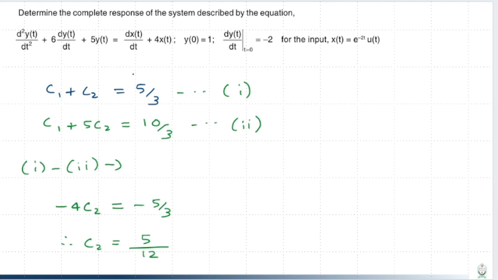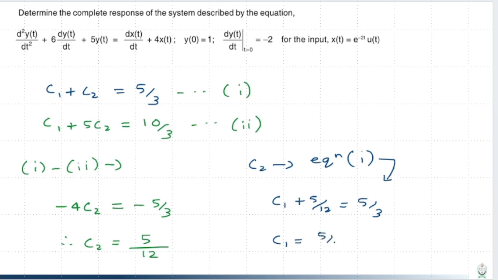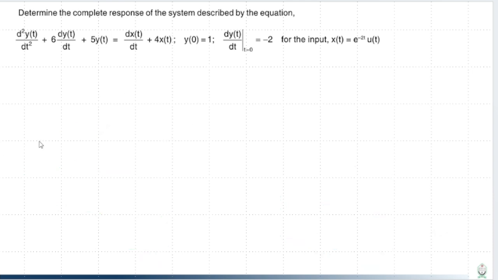If we plug this value into any of the equations, let us plug it into equation 1, that will give us C1 plus 5 by 12 equals 5 by 3. So C1 will be 5 by 3 minus 5 by 12, which, if we take 12 as the denominator, is 20 minus 5, which is 15 by 12, or we can further simplify it to 5 by 4. So we have found the values of C1 and C2: C1 is 5 by 4 and C2 is 5 by 12. So if we plug these two values into our actual equation, that will finally give us the total response of the system that is given to us in the form of a differential equation.